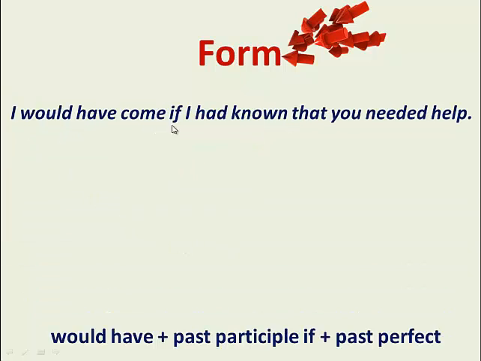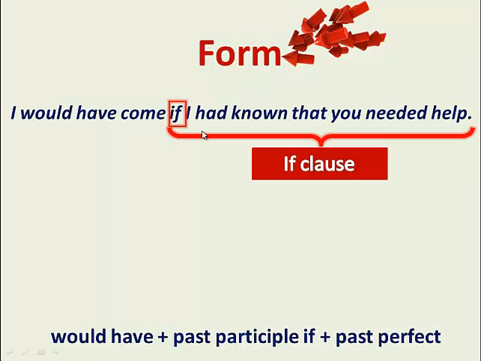I would have come if I had known that you needed help. We said that in a conditional sentence, there are two parts, the if clause and the main clause. In this sentence, notice that the if clause is second. It starts with the subordinate conjunction if, and then we have the clause, which is called an if clause, and the verb is in the past perfect tense.